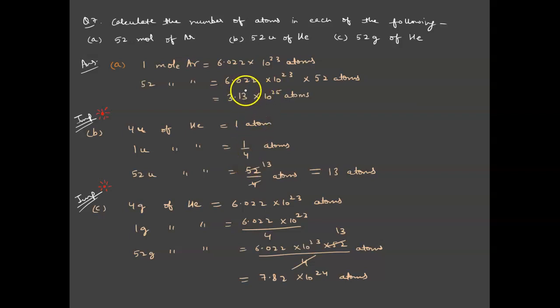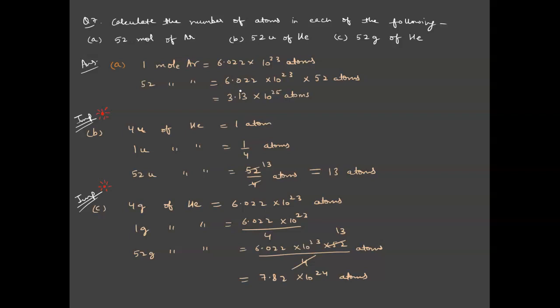This question is very important, especially the B and C parts. Look, in the first part, we have to calculate the number of atoms in 52 moles of argon. In the second and third, there is 52 u and 52 gram. So I will tell you the difference between u and g: the first is the atomic mass unit, and the second is the gram. Next, the first question, calculate the number of atoms.